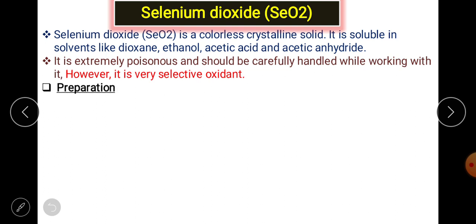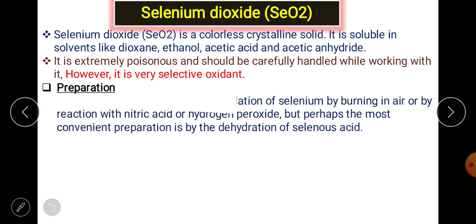Now, how can it be prepared? You know that selenium is an element belonging to the oxygen family, that is, the p block, and p block elements generally have the ability to combine with oxygen. That's why, for the oxidation process, selenium dioxide can be simply prepared by the oxidation of selenium, by burning in air, or by reaction with nitric acid or hydrogen peroxide. There are many methods to do the oxidation: selenium will be converted to selenium dioxide.